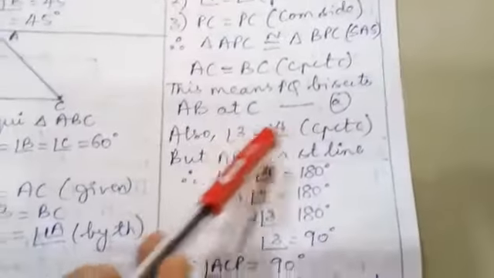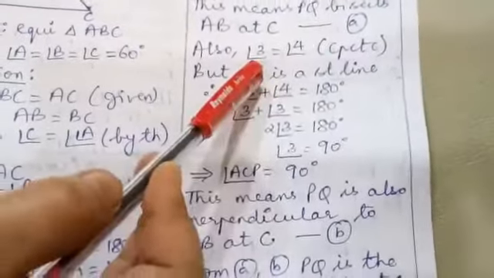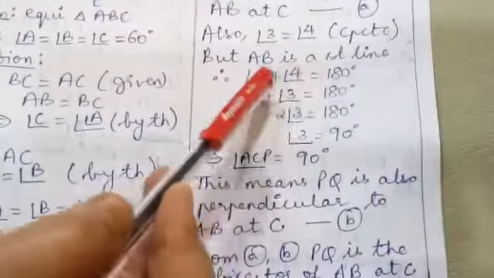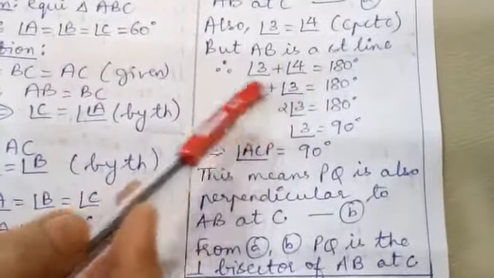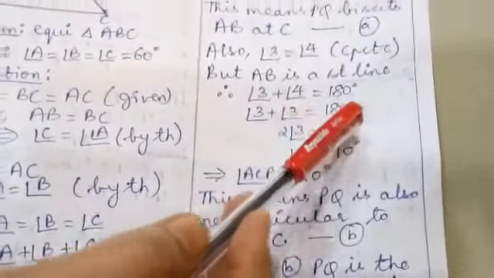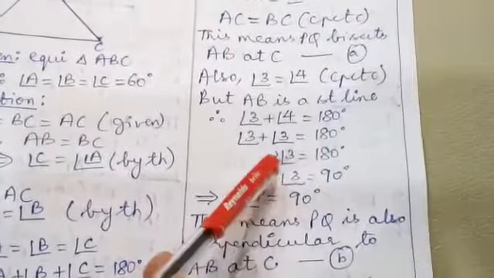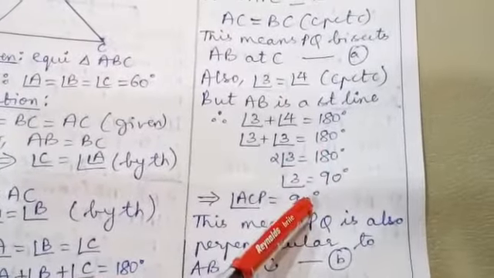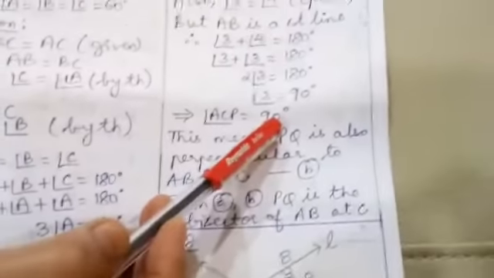So what is it we have? Angle 3 is equal to angle 4, CPCTC. But since AB is a straight line, 3 plus 4 is 180. Angle 3 plus angle 4 is 180. But since angle 4 is equal to angle 3, we have angle 3 plus 3 is equal to 180. Twice of angle 3 is 180. Angle 3 equals 180 over 2, which is 90 degrees. So we have proved that angle 3 is 90 degrees, which means angle 4 is also 90 degrees.